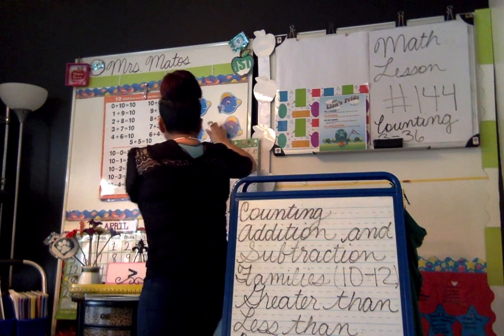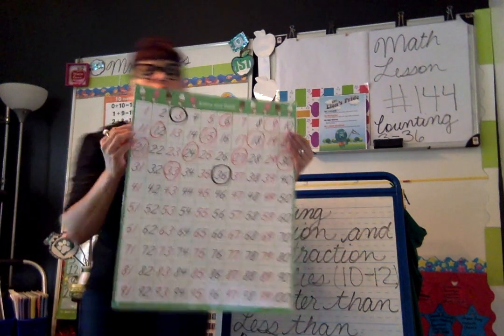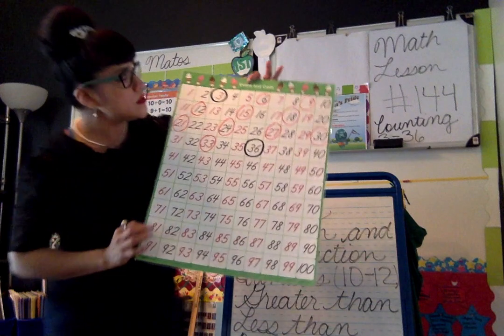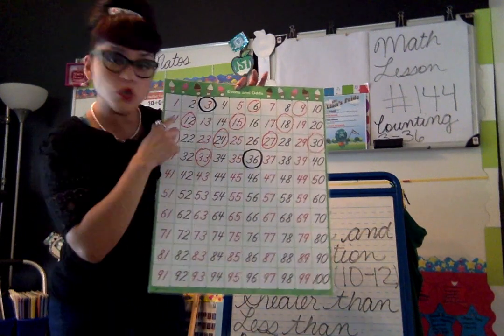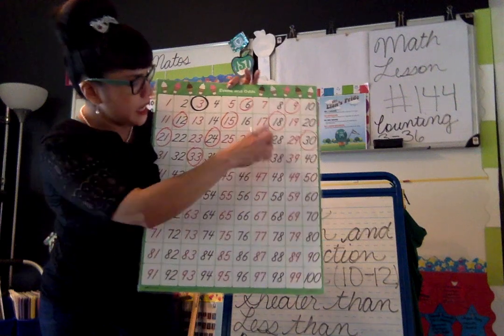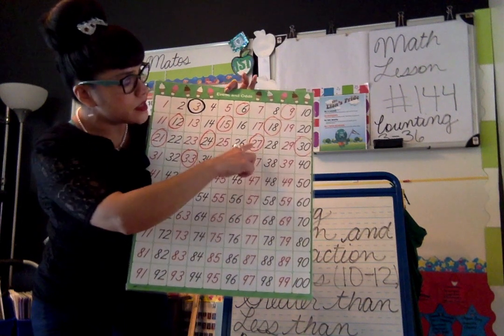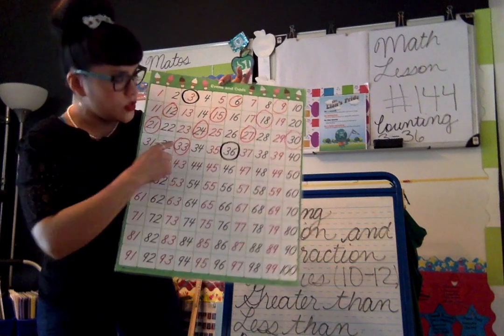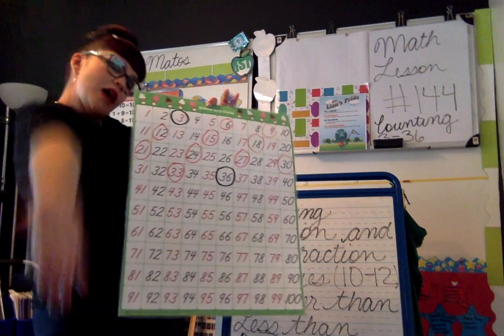You guys ready? Stand up, push your chair in. Okay, so you guys are my echoes. All right, so 3, 6, 9, 12, 15, 18, 21, 24, 27, 30, 33, and 36. Tap yourselves on the back and say, I'm awesome.